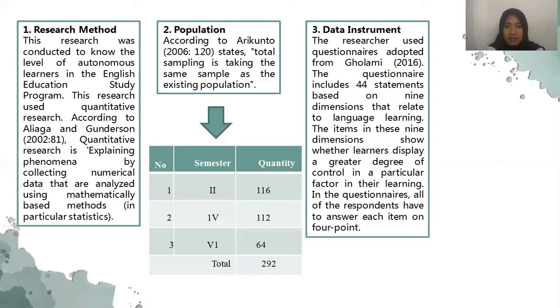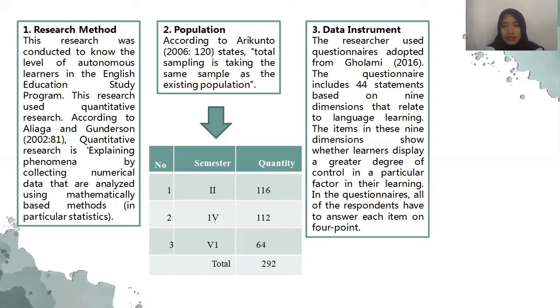And then second, population. According to Arikunto 2006, page 120, total sampling is taking the same sample as the existing population. The population in this study is from semester 2, 116 students, from semester 4, 112 students, and from semester 6, 64 students. So the total population in this study is 292. But the data in this study just use 196 students, because just 196 data could be used in the study. Just 196 students answered this study.